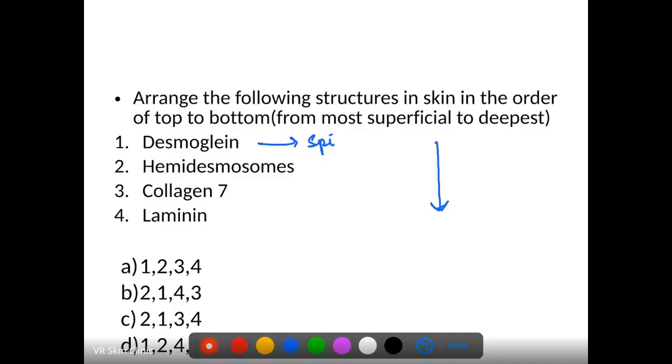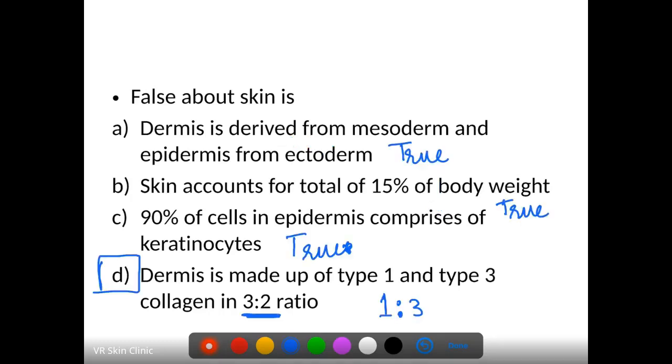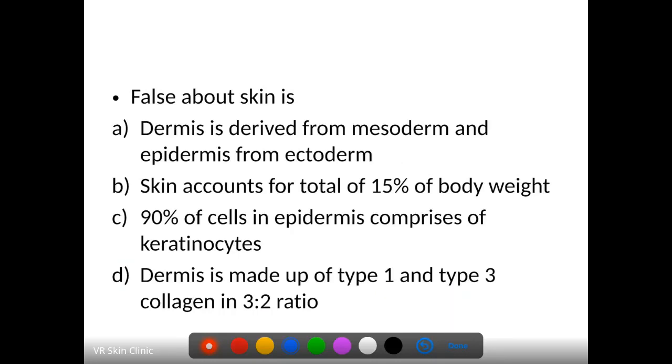Excuse me, ma'am, is it 3:1 or 1:3? Type 1 to type 3... oh, sorry, this is 3:1. Apologies. Type 1 is more and type 3 is less. Thank you for correcting me. So it was 3:1.